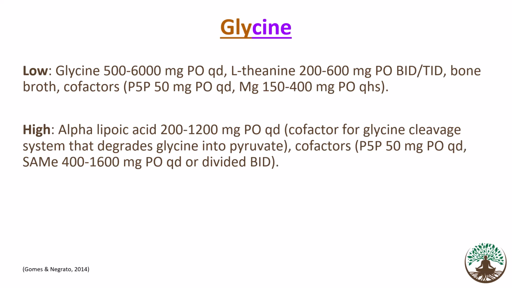In the context of low glycine, consider supplementation with glycine, L-theanine, bone broth, and cofactor support. If the glycine level is high, consider alpha-lipoic acid, which is a cofactor for the glycine cleavage system that degrades glycine into pyruvate, as well as appropriate cofactor support.